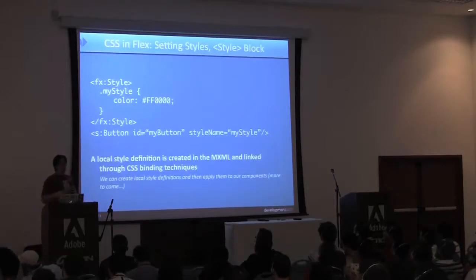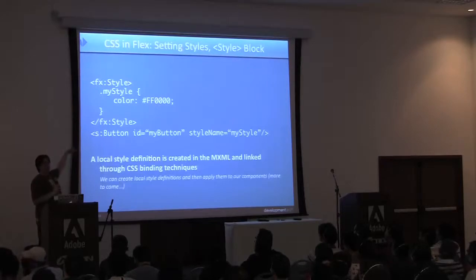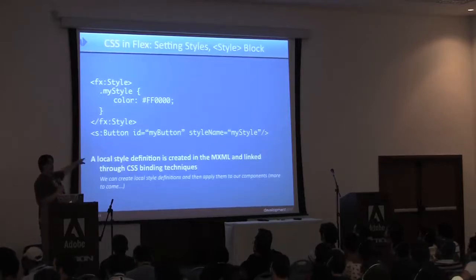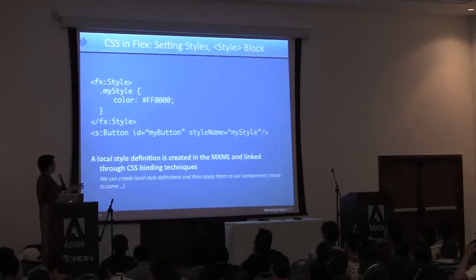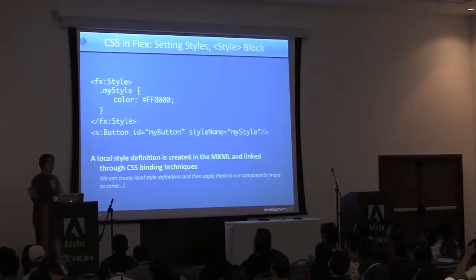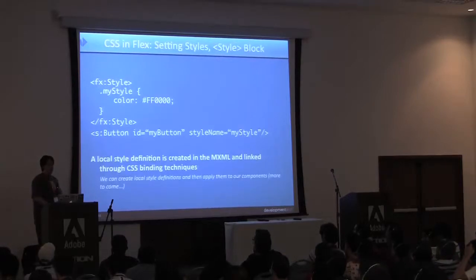What's cool about the CSS syntax is I can, in my style, set multiple properties. Not just setting color, I could set the background color, I could set the content alpha, I can do a whole bunch of different things all in one block and then apply that. I can also change that at runtime. I can go in there and change my style name from my style to foo style to some other style at any point. So it's starting to give a lot more flexibility, a way of organizing your styles, sharing your styles across your entire application.